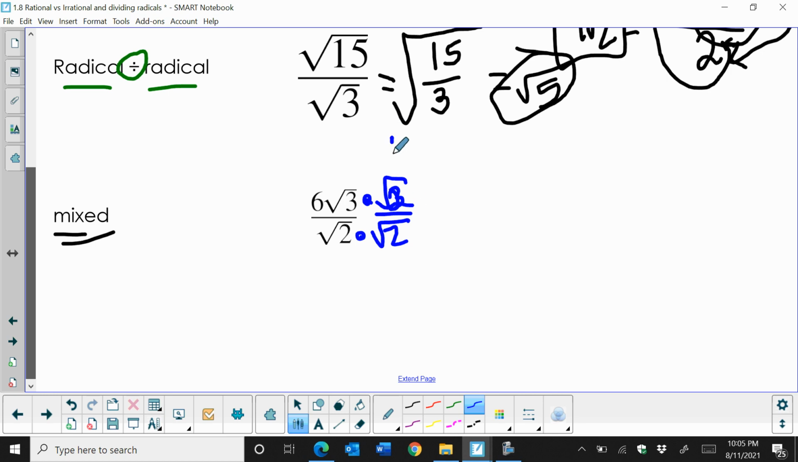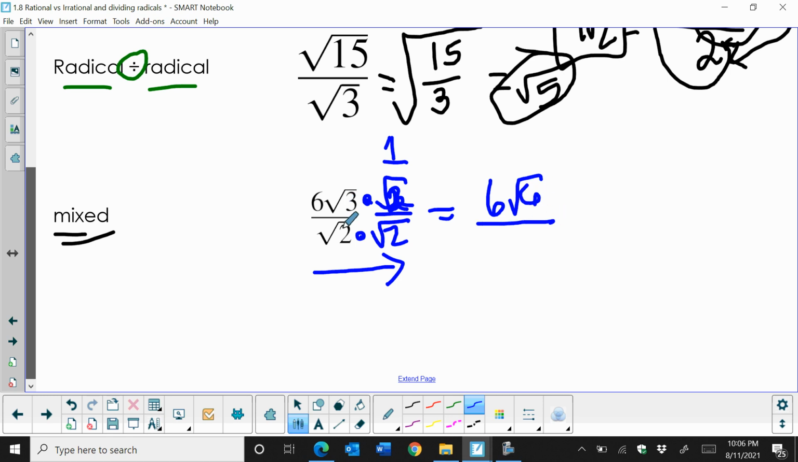That value is just 1. Anything over itself is 1. So radical 2 over radical 2 is 1. Now we multiply across. 6 root 3 times root 2. Remember how we multiplied? Outside times outside, that's 6. Inside times inside, 3 times 2 is 6. So that's going to be 6 root 6.